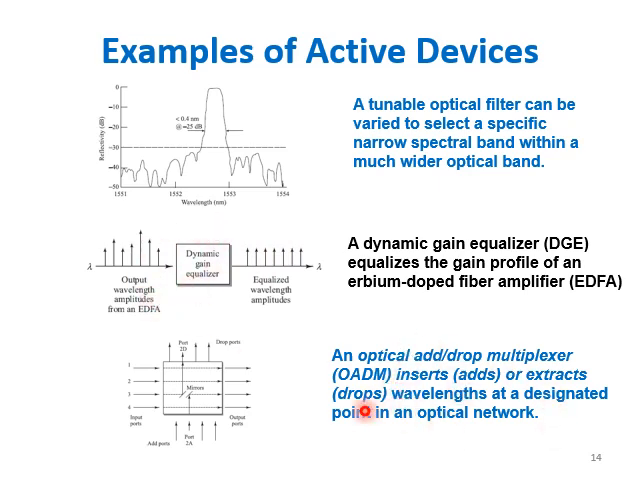Now the next active device is the optical add drop multiplexer. I think add drop multiplexers were already mentioned. Circulators may be used to develop optical add drop multiplexers. The optical add drop multiplexer, also called OADM, inserts or adds, or extracts or drops, wavelengths at a designed point in an optical network. You can see here the image representing an OADM. Four inputs, four signals, can be put in here, and they can also be taken out.